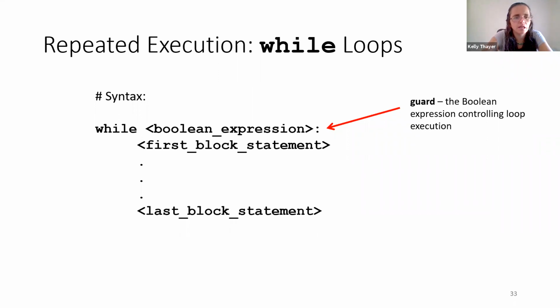So this is what the syntax looks like. We would have the Python keyword while, and then again, we're going to have a Boolean expression as the guard, followed by the colon, just like we have in the if statement, just we have the different keyword. Then we would have a block of statements that go inside of this.